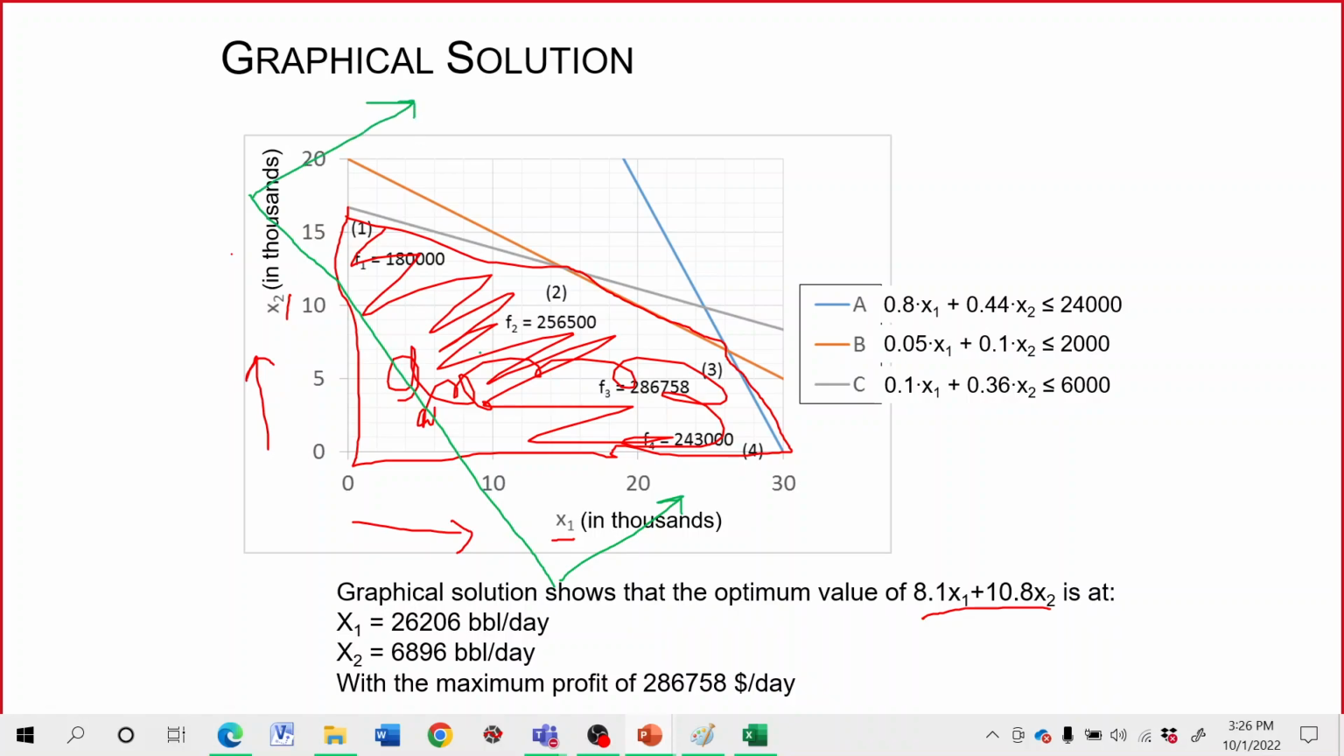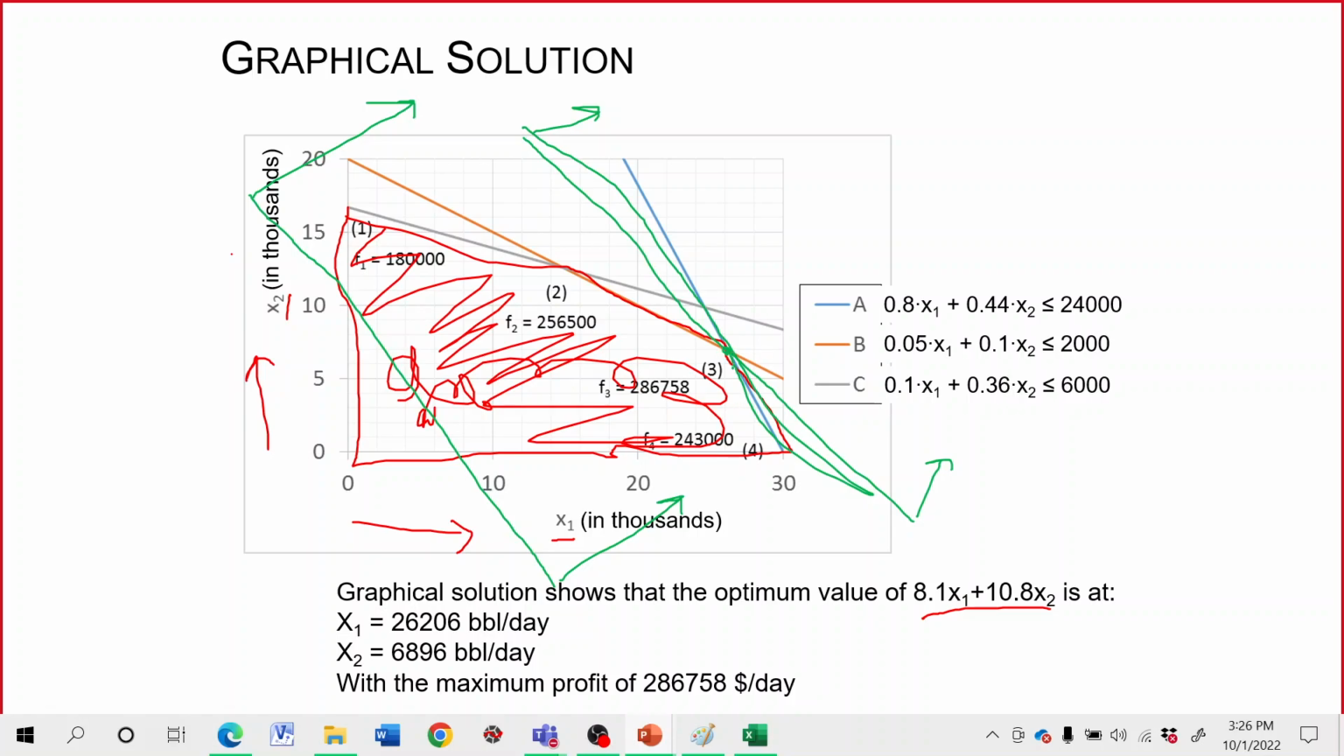So if you move it over there, you will see eventually you will end up in this point number 3. I draw it very ugly, and the rest I think you can follow me. Hopefully you can follow me. So this point 3 is basically the solution to this problem.